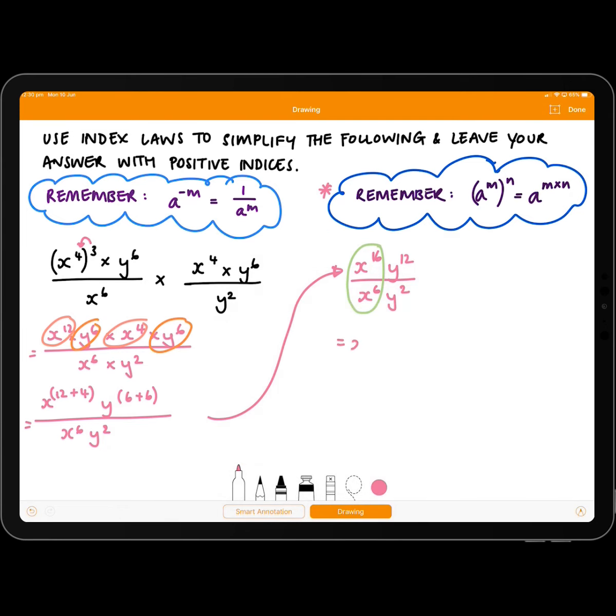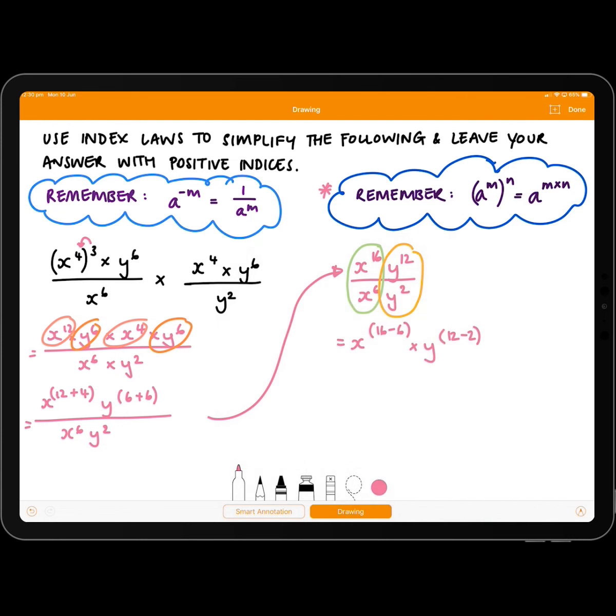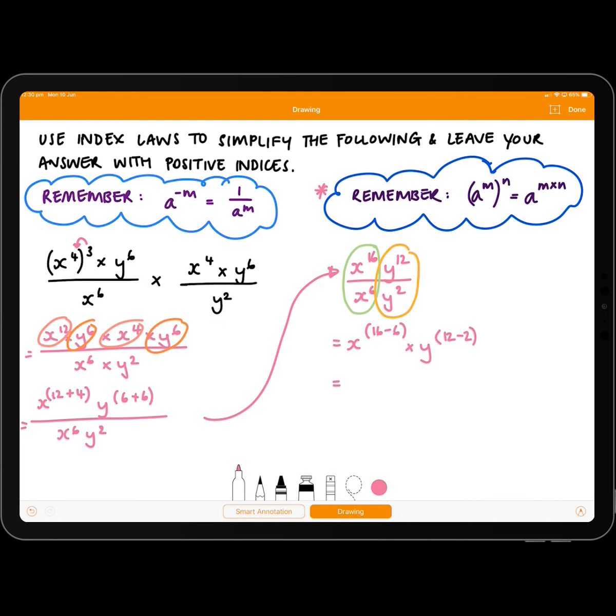So what that's saying is x to the power of 16 minus 6 times y to the power of 12 minus 2, because once again we can see that our bases are the same despite our powers being different. So simplifying this now, I've got x to the power of 10, because 16 minus 6, times y to the power of 10. And there's our answer.